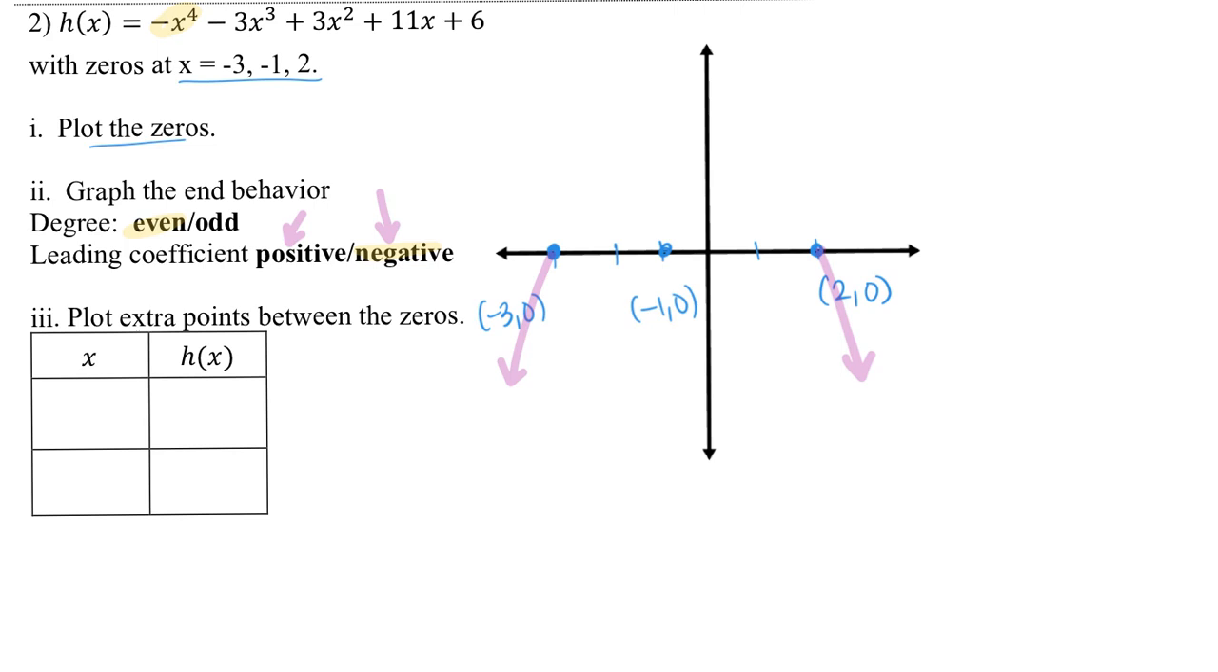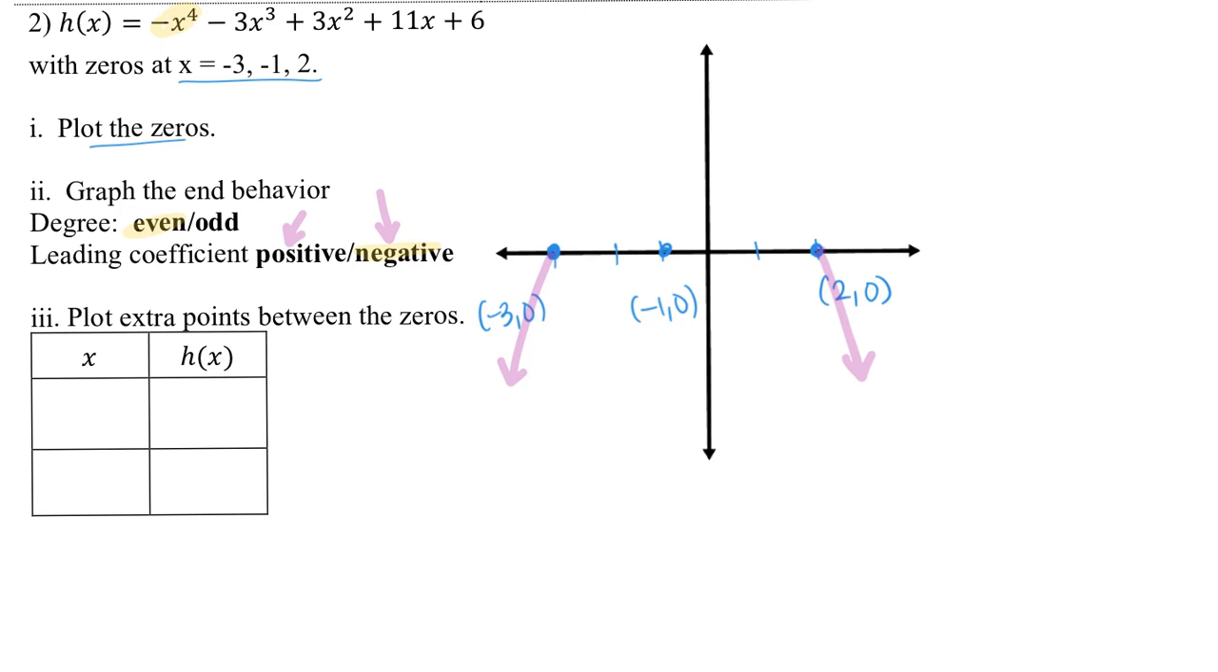Okay, so far I have plotted my zeros, negative 3, negative 1, and 2. This is degree 4, so even with a negative coefficient, so it's going to go down on both sides. So I did my down on both sides. I just need to figure out what's going to happen between the zeros. Between negative 1 and 2, I could do 0, I could do 1, I could do a decimal. I'm going to do 0.